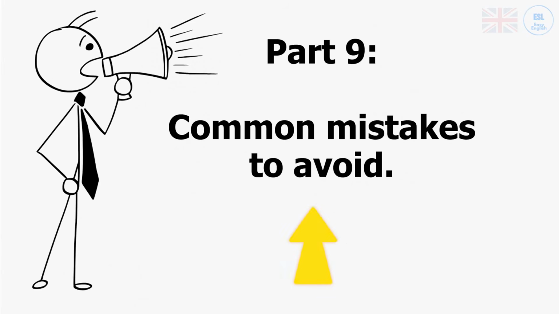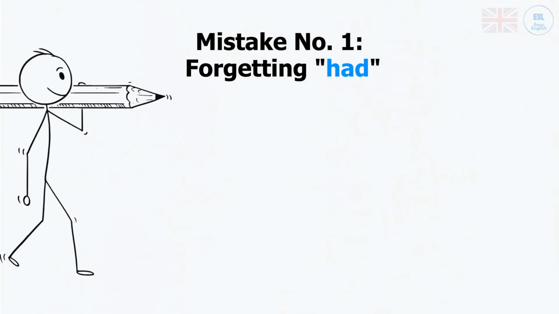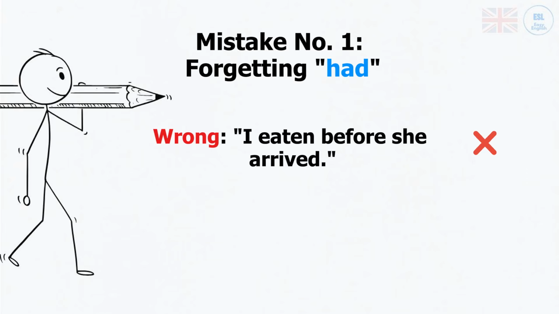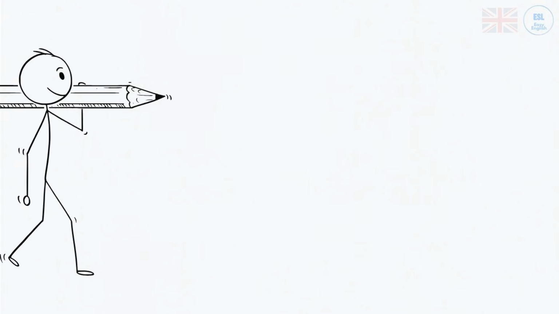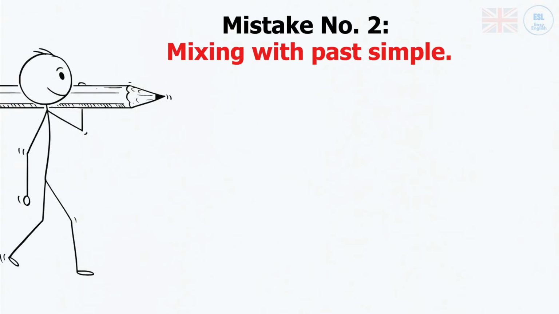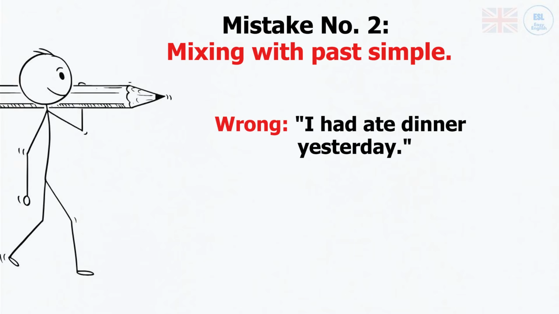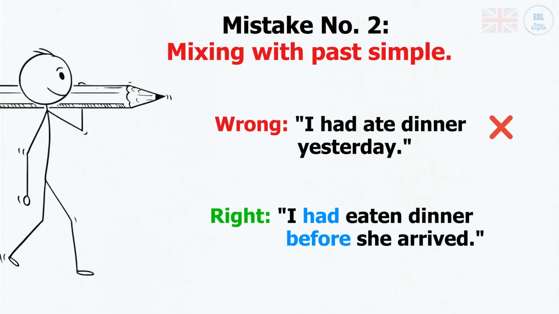Part 9. Common mistakes to avoid. Mistake number 1. Forgetting had. Wrong. I eaten before she arrived. Right. I had eaten before she arrived. Mistake number 2. Mixing with past simple. Wrong. I had ate dinner yesterday. Right. I had eaten dinner before she arrived.